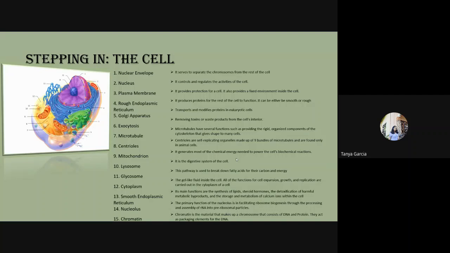Nucleolus. The primary function of the nucleolus is facilitating ribosome biogenesis through the processing and assembly of RNA into pre-ribosomal particles. Chromatin is the material that makes up a chromosome, consisting of DNA and protein. They act as packaging elements for the DNA.